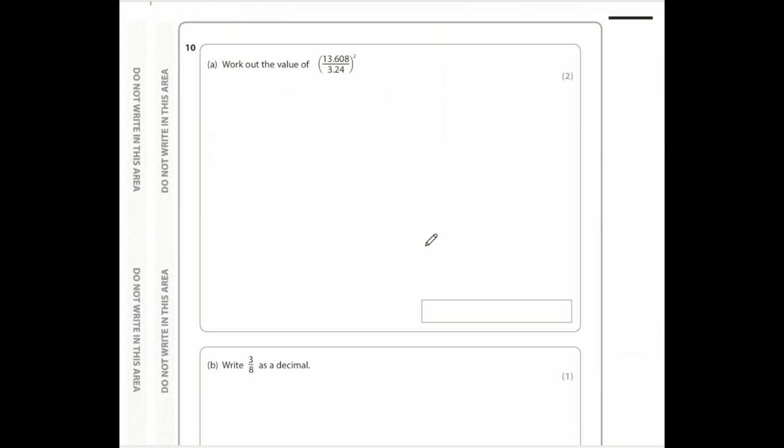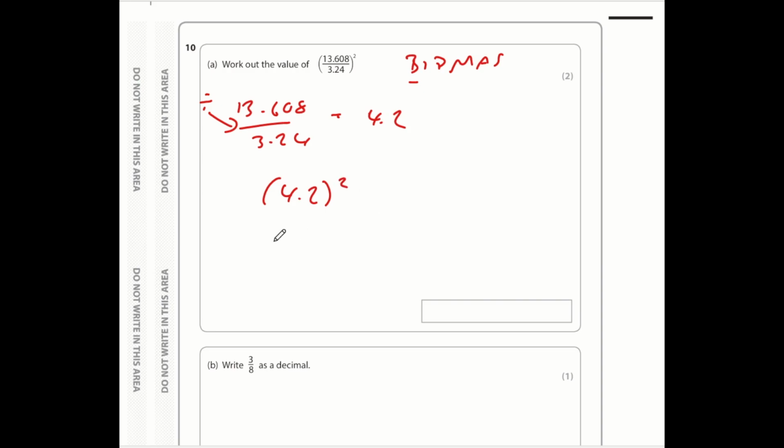Okay, question number 10a. So this question is just testing our understanding of BIDMAS. So we've got some brackets. So what we need to do first is work out, well, what is 13.608 over 3.24? And remember that this line here means divide. And 13.608 divided by 3.24 is 4.2. So the question is now, well, what is 4.2 squared? Well, that's simply just 4.2 times 4.2, and the answer is 17.64.